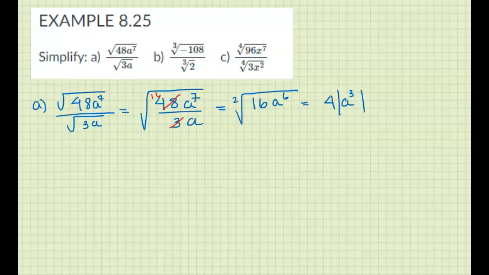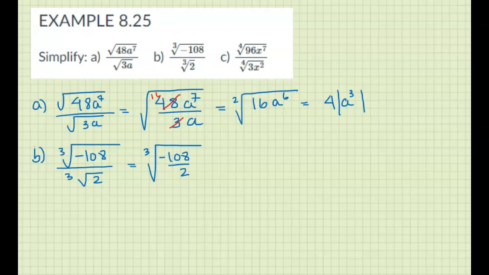So if you start with two separate radicals and put them together first, you can reduce the fraction, and that makes it easier. Now part B: we have the cube root of negative 108 divided by the cube root of 2. We combine them into one big radical, negative 108 divided by 2, which is the cube root of negative 54. This is not a perfect cube, but we can say it is the cube root of negative 27 times 2. The cube root of negative 27 is negative 3, and the 2 stays inside the radical.